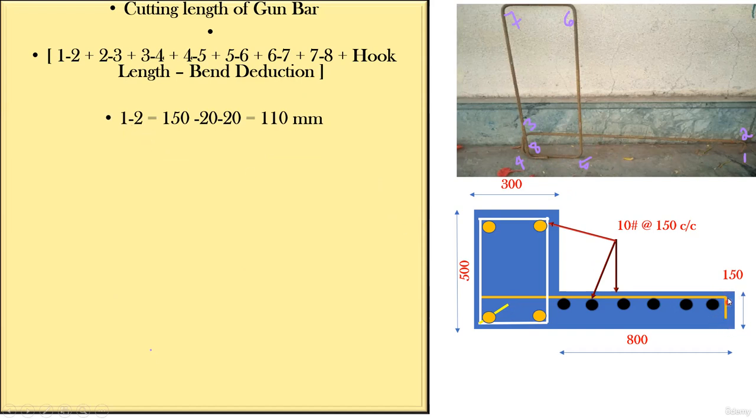This 1 to 2 is 150, the thickness of your chajja. I'll deduct one cover from the top, which is 20 mm, and one cover from the bottom, which is 20 mm. Another thing you need to understand is the cover for the chajja.